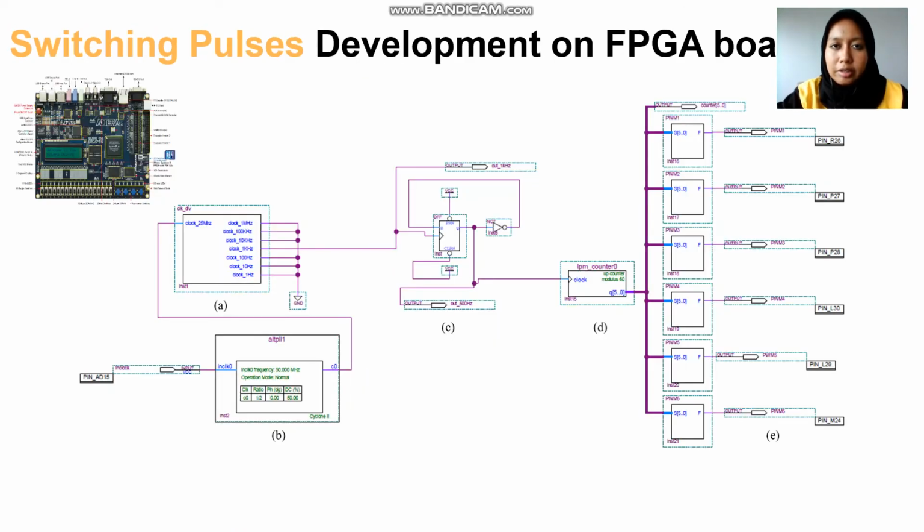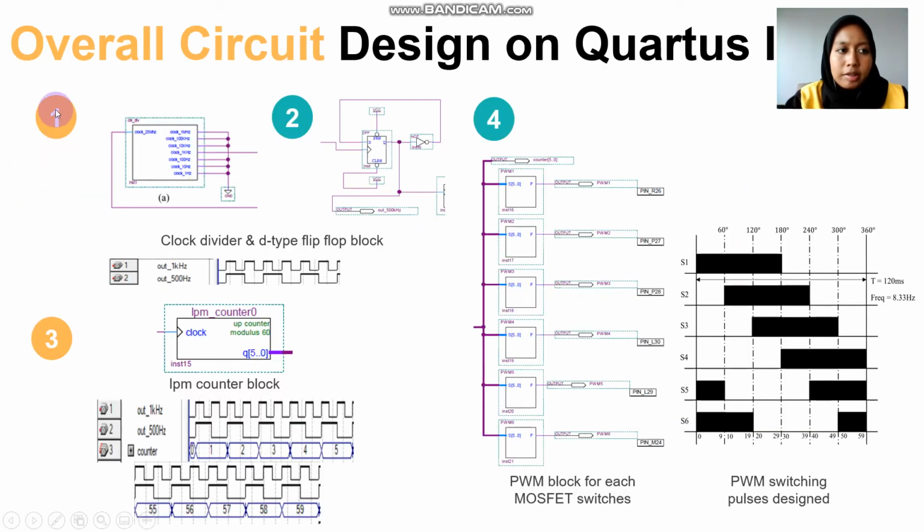So this is the circuit design that is used to develop switching pulses on Quartus II software. This circuit will then be transferred into the FPGA board to generate the appropriate PWM signal. The design of this overall circuit must start with the clock divider block. The input clock of this circuit is 25 MHz and it is going to be divided into several frequencies. We are going to use 1 kHz that is going to be fed into a D-type flip-flop to divide the frequency in half. So these are the outputs obtained from the block.